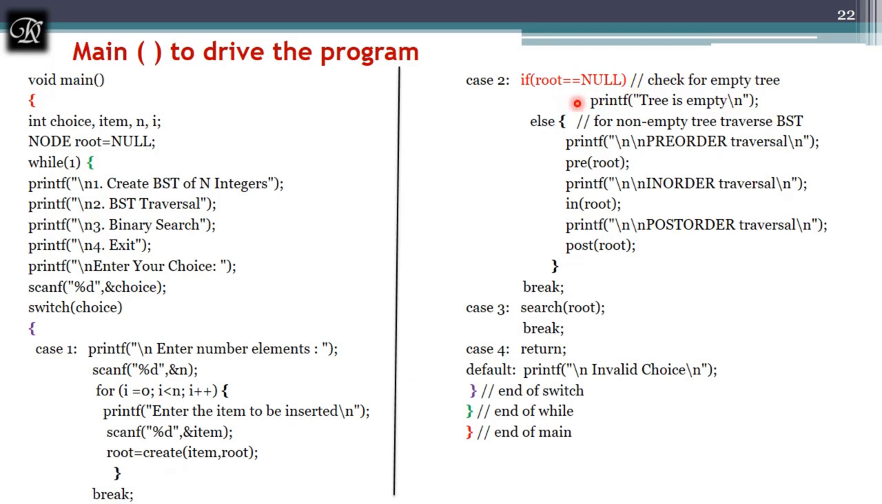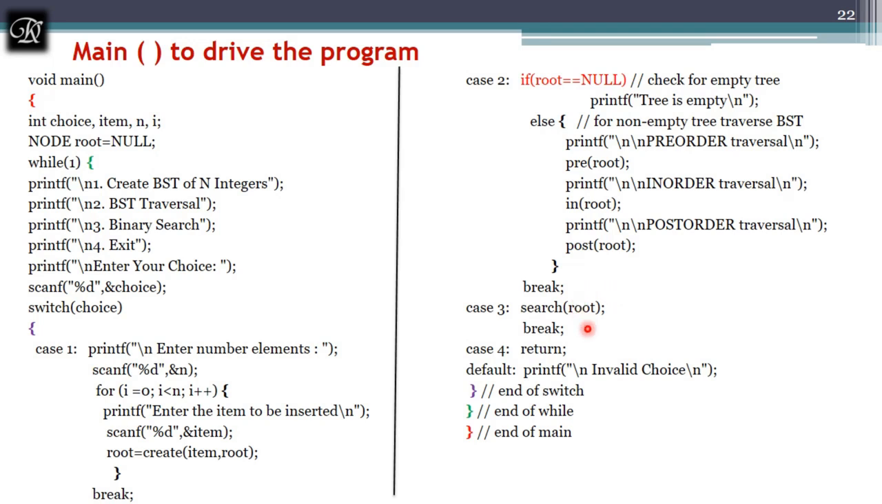If you have chosen tree traversal, first we'll check whether it's an empty tree. If it is an empty tree, we will not allow you to traverse. Otherwise, you will be allowed to traverse. As I told you, these are the function names where I am passing the same root, but while catching it over there, I'm renaming it as pre in the preorder function, as in in the inorder function, and as post in the postorder function. That's it. So all of them are going to traverse.